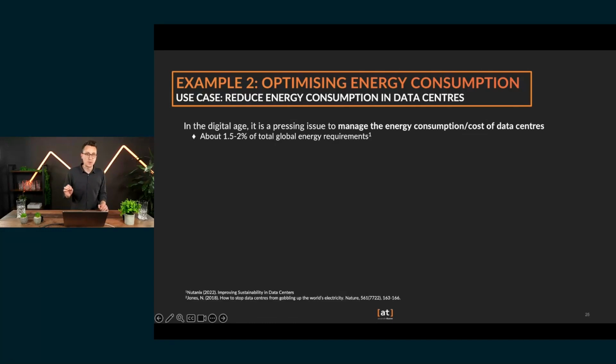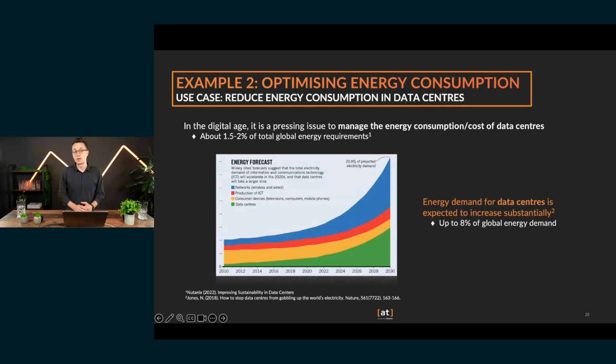And a particularly important aspect of that is actually managing the cooling of these data centers. And by current estimates, we believe that about 1.5 to 2% of the global energy requirements goes into running these data centers in terms of energy demands. But even more importantly, by some estimates, it is believed that this will go up to 8% of global energy demand by 2030. And if we also include other types of information technology into that, then this will go up to 21%. And by the way, these are pre-ChatGPT estimates. So it is now likely to be even more than that.